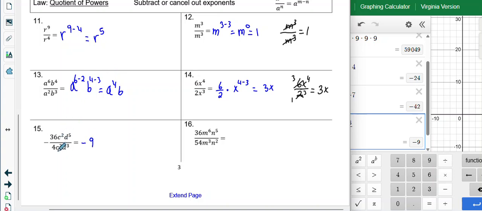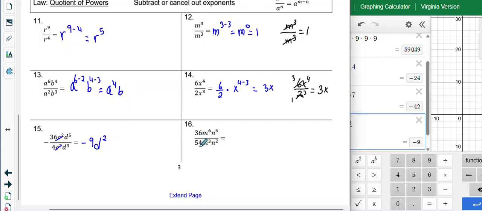And then you see when you have the same thing, we can just cancel it out. We can just have c2 divided by c2, that's just 1. I don't have to write the 1 because I already have a number. In this case, I did have to write the 1 because there's nothing else like there. And then d5 divided by d3, d to the 5 minus 3, which is d to the 2. And notice the c completely cancels out. If you think about it, it's just times 1, but 1 times anything is itself.